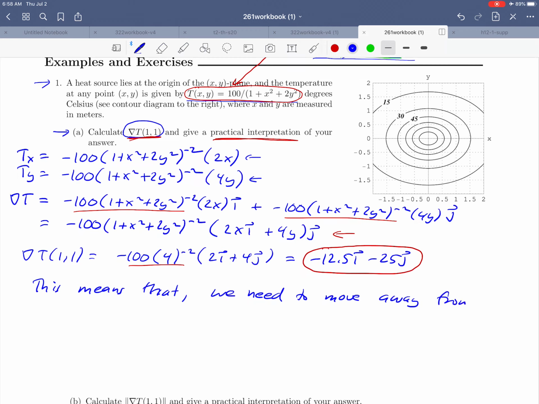we need to move away from the point (1, 1). That's our starting point here. In the direction negative 12.5i minus 25j, to experience the maximum rate of temperature increase.